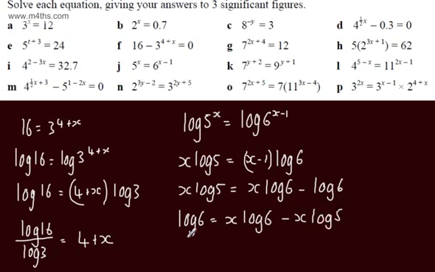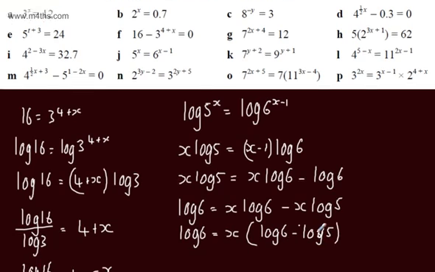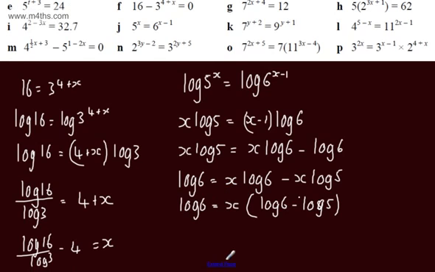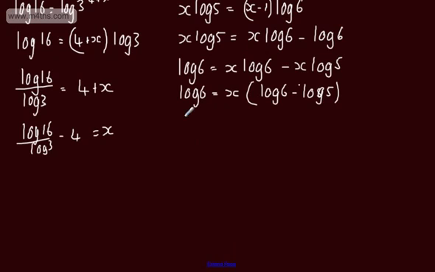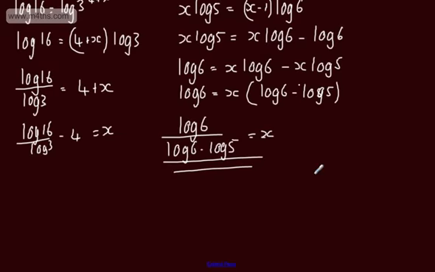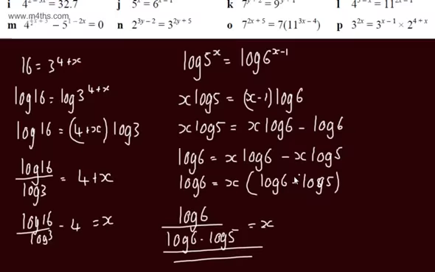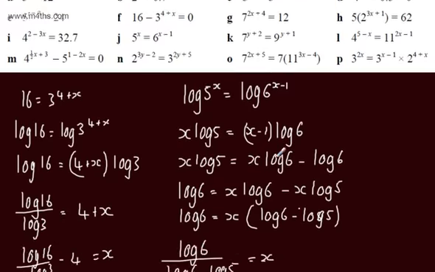We can factor the x, so log 6 will be equal to x times the quantity log 6 minus log 5. Log 6 and log 5 are just two numbers. So all we would do at this stage is simply divide through by the quantity in the bracket. So we'd have log 6 divided by log 6 minus log 5, and that will give us x. We now go ahead and simply sub that into a calculator and give our answer to 3 significant figures.